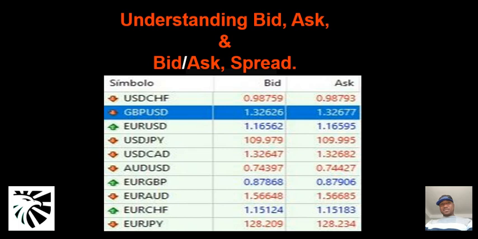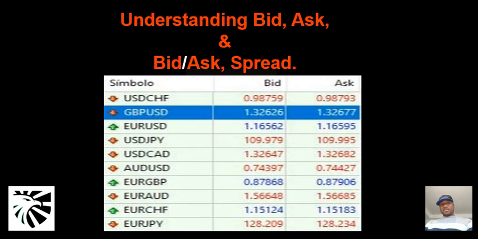Beginners in trading always ask, how is the broker making profit? The broker is offering you to buy at the offer price and sell at the bid price, and the difference is called the spread and is the broker's profit.